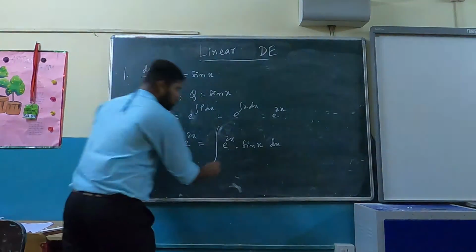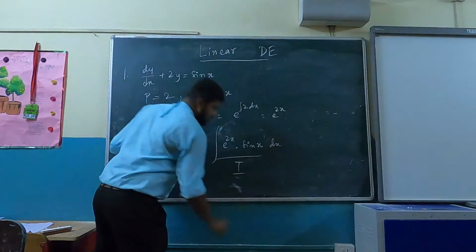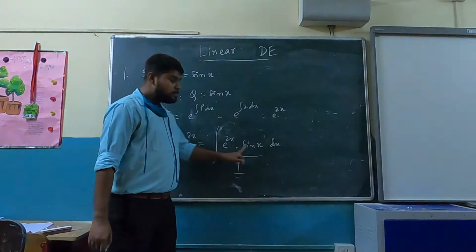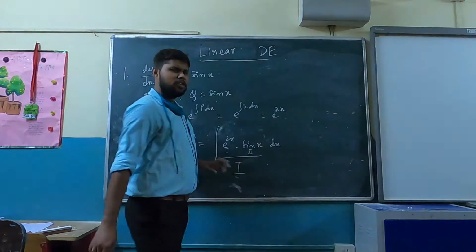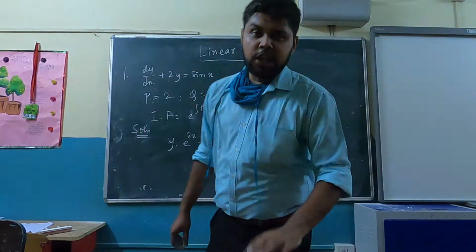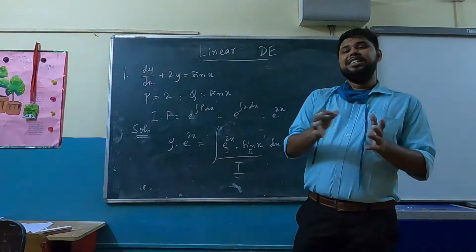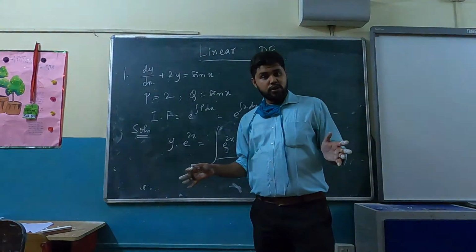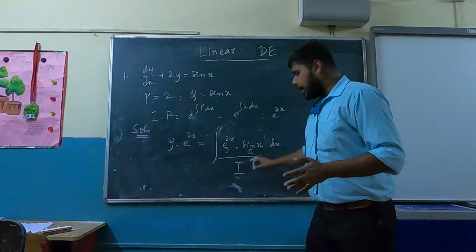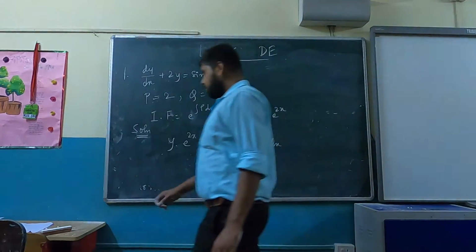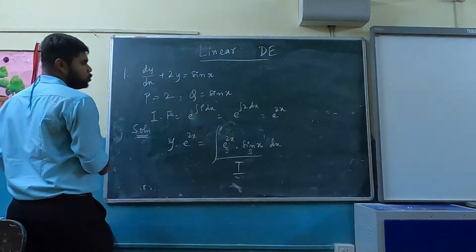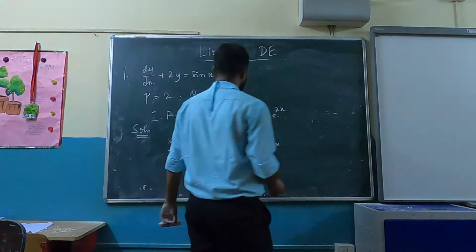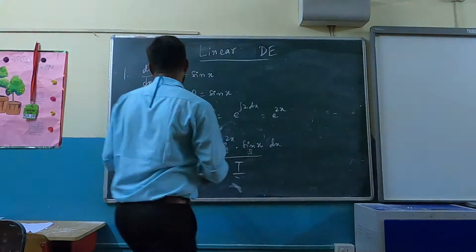So consider this whole thing as some integration I. Now this is by parts. Consider this as the first function, consider this as the second function, or vice versa, whatever you want, and then follow the integration by parts and solve it. You will get the answer. Fine. Let us take question number 2. Let me write here only.